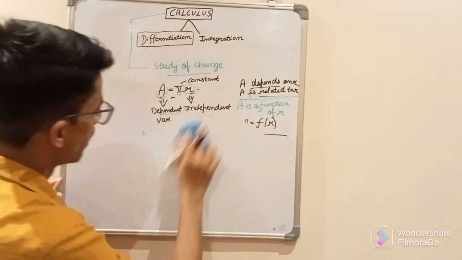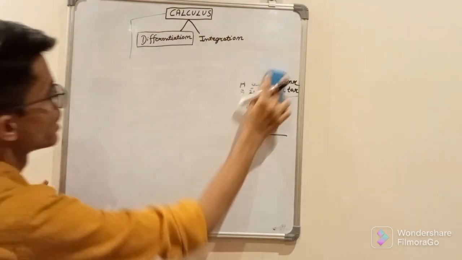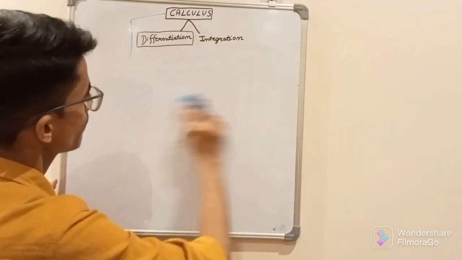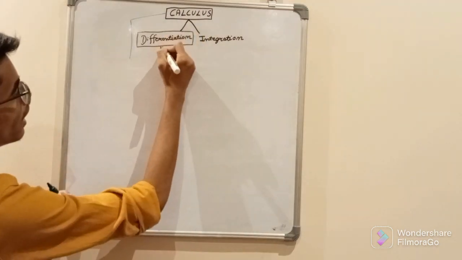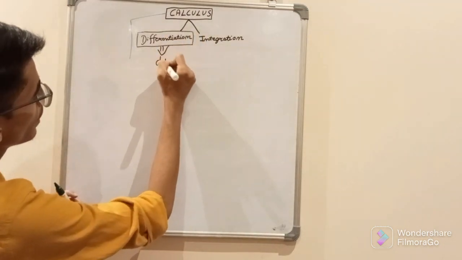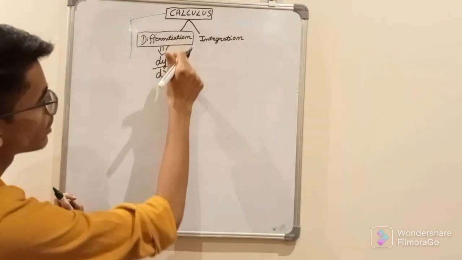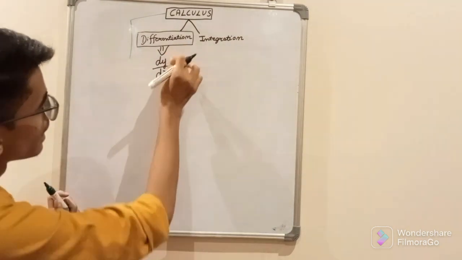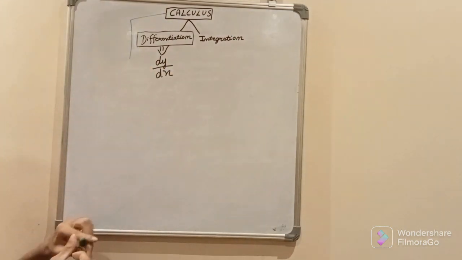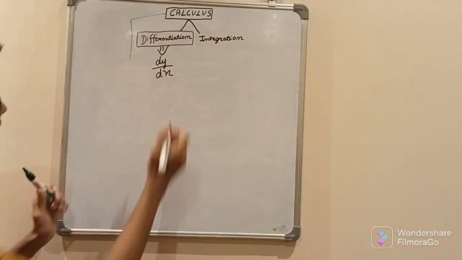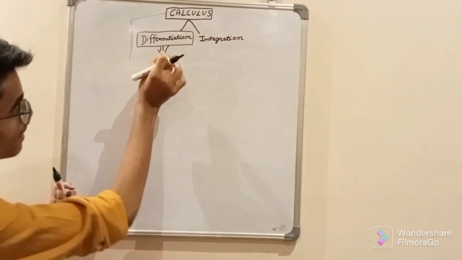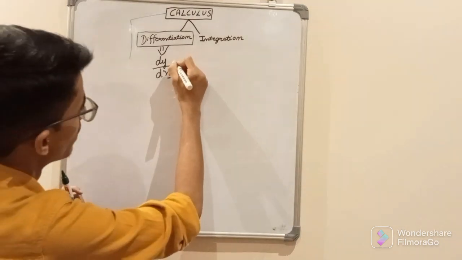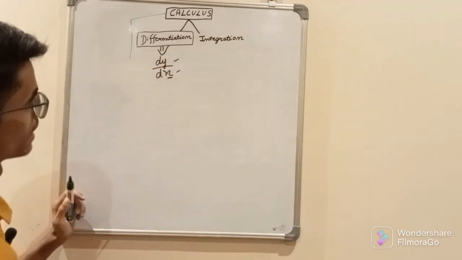Now, let's get back to the topic, which is differentiation. So before that, you all might be knowing that differentiation is denoted by dy upon dx. This is nothing but the rate of change of y with respect to x. x में जो भी changes है उसका y पे क्या effect है, that is known as differentiation. It is denoted as dy by dx.